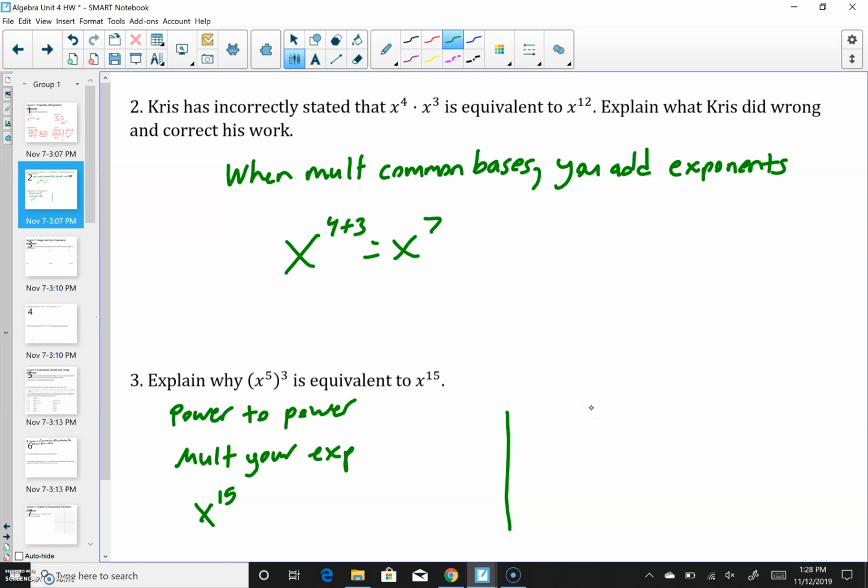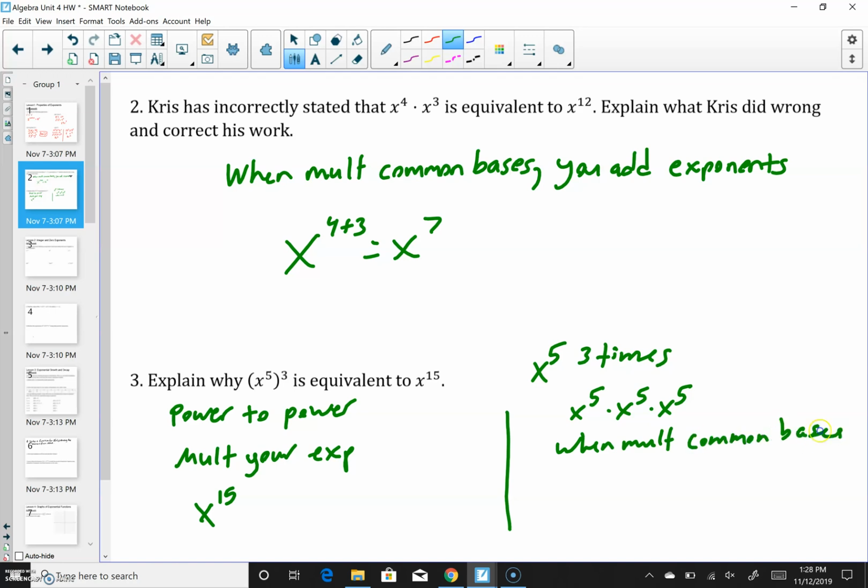The other way you could explain it is that you have x to the 5th 3 times, and then you can say, well, when multiplying common bases, kind of like we did above, you add your exponents. And then 5 plus 5 plus 5 gives you 15. So either way you prefer to do it is fine. Just make sure you understand how to do it one of those ways.